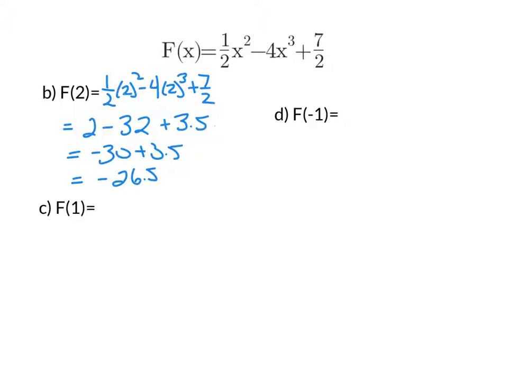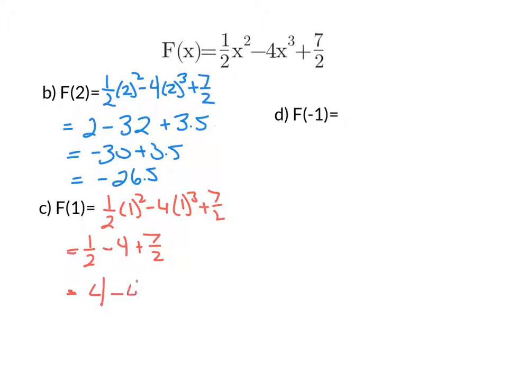Next, we'll do it again. This time evaluating our accumulation function at 1. So 1/2 times 1 squared minus 4 times 1 to the third plus 7/2. That leaves me with 1/2 minus 4 plus 7/2. And if I just add my halves together, 1/2 plus 7/2 is 8/2, which is 4. 4 minus 4 gives us 0.